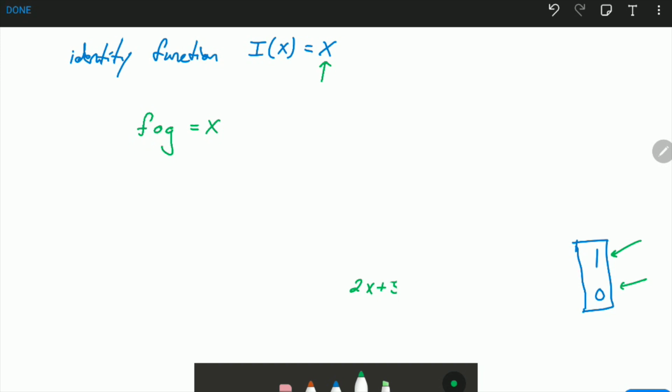However, since composition is not commutative, it may not be the same the other way around. So not only do I have to verify that f of g is equal to x, but I also have to make sure that g of f equals x. Just because one of them simplifies to be x doesn't mean they both will, because it's not commutative. The order actually matters for composition as far as which one is outside.